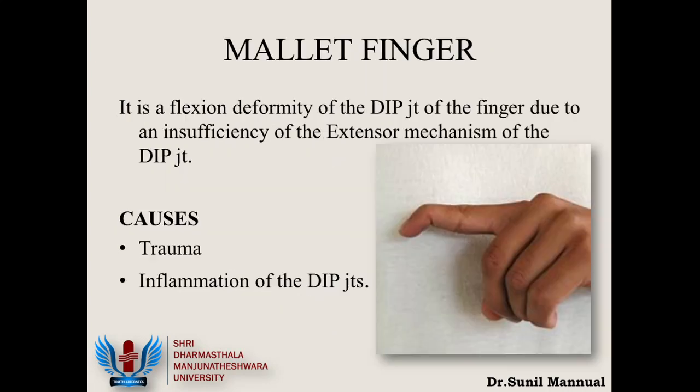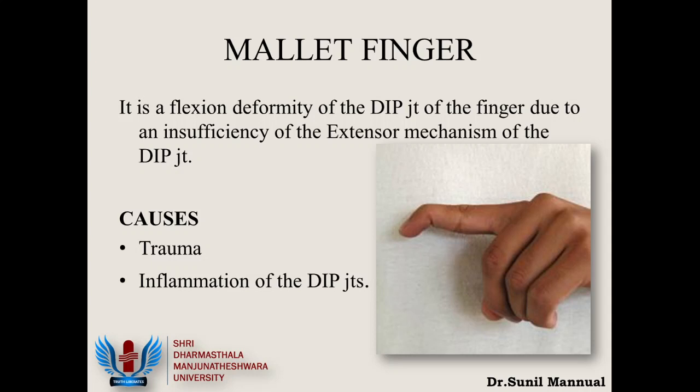Moving on to slide number 34. So what is a mallet finger? Basically, it's a flexion deformity of the distal interphalangeal joint of the finger due to a tear or insufficiency of the extensor mechanism of the distal interphalangeal joint. So the extensor of the distal interphalangeal joint, that is the extensor digitorum tendon, is either torn or is avulsed out along with a piece of bone from the distal phalanx. So basically the finger looks like a hammer or a mallet, and therefore it is called a mallet finger.